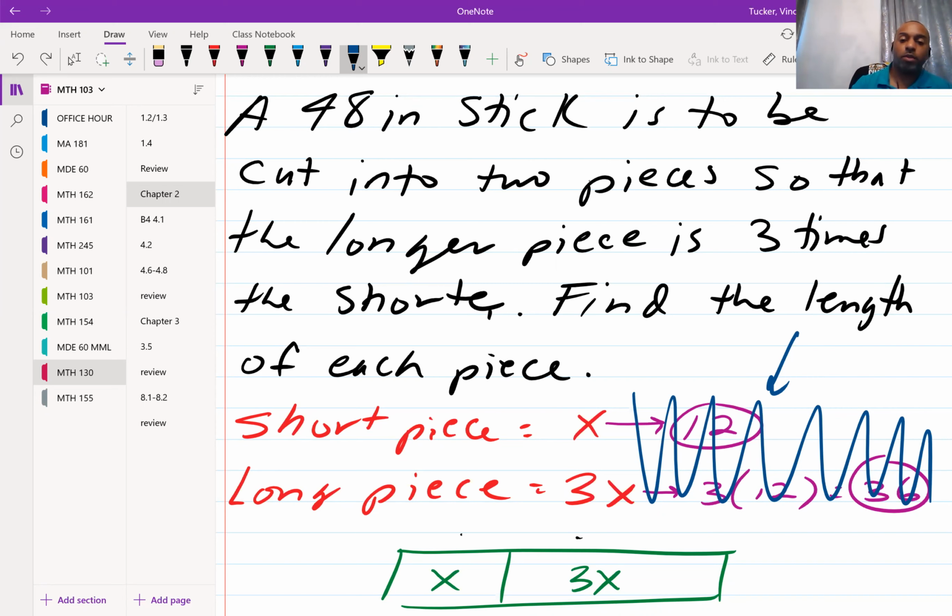All right, so once again, we don't want to call one X and the other one Y. We want to write both of them in terms of the one variable. And so in this case, we're able to write the shorter piece as X and then the long piece as 3 times X. All right, any questions on the red part?